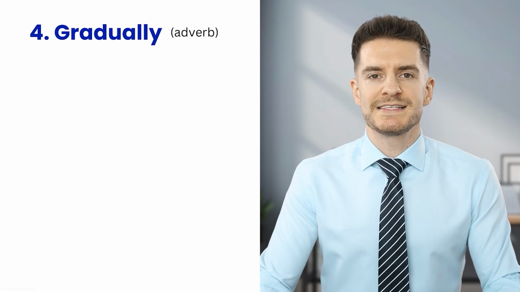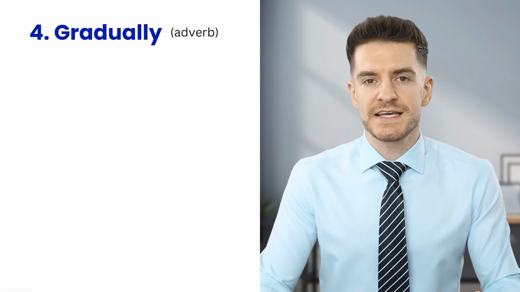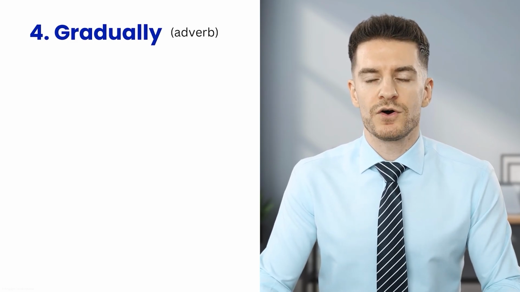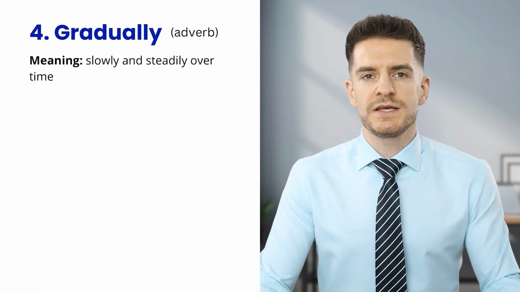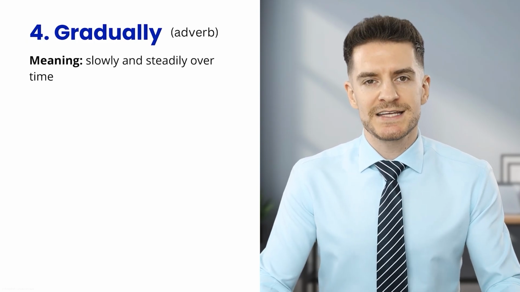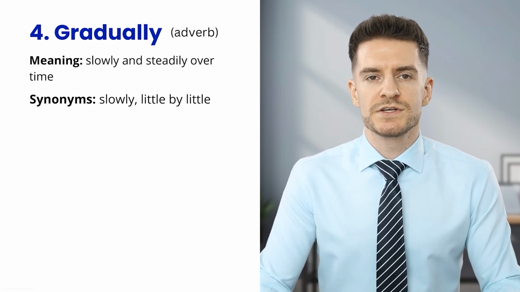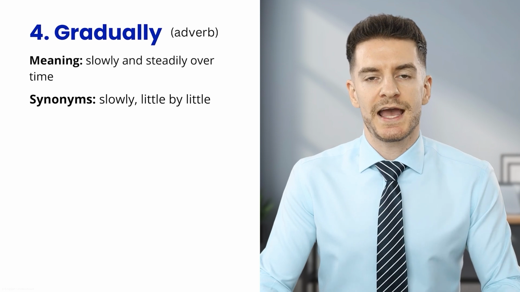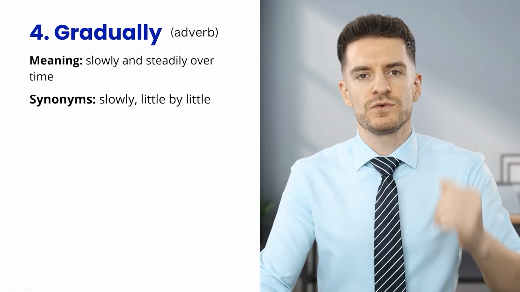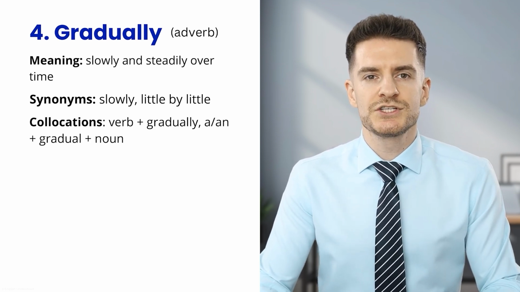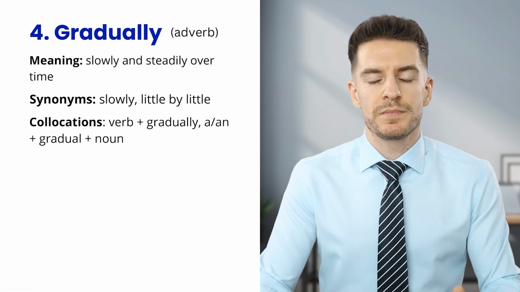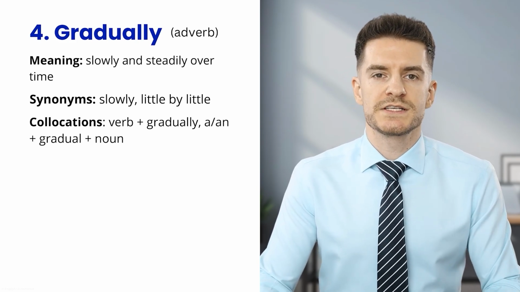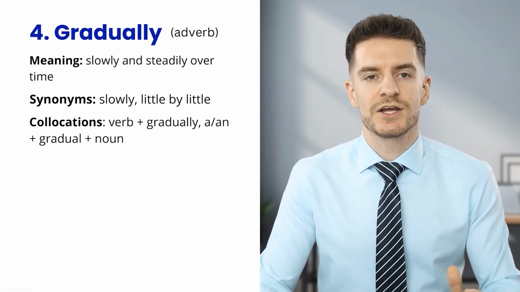Now, gradually is an adverb, and you should be able to see that because it's got ly on the end. Now, gradually means slowly and steadily over time. Here are some synonyms: slowly and little by little. And here are some collocations. You can say verb plus gradually. So for example, increased gradually.